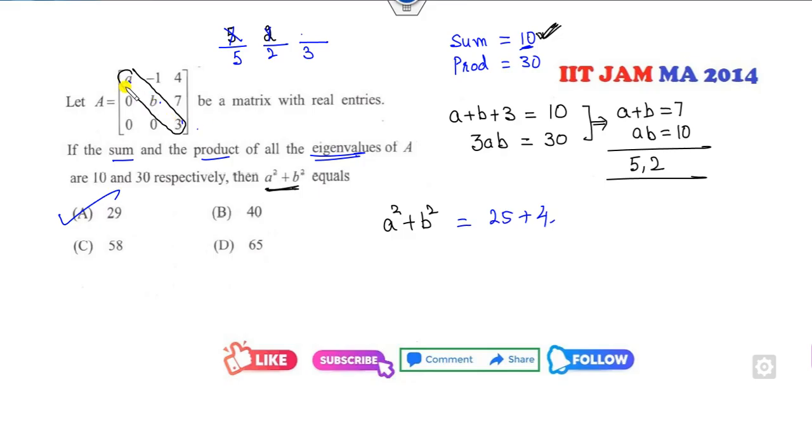And what is the eigenvalue of this? Since it is a diagonal matrix, A, B and C 3 are my eigenvalues. That means 5, 2 and 3 are my eigenvalues.